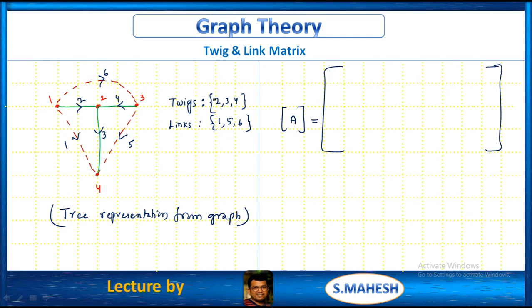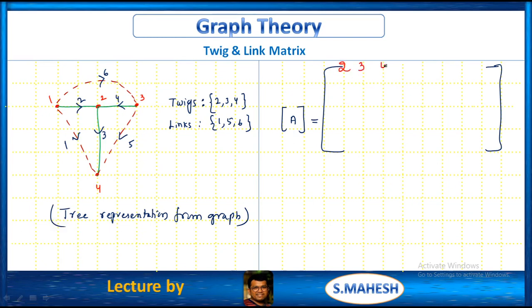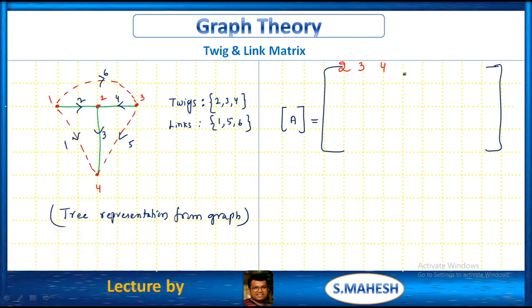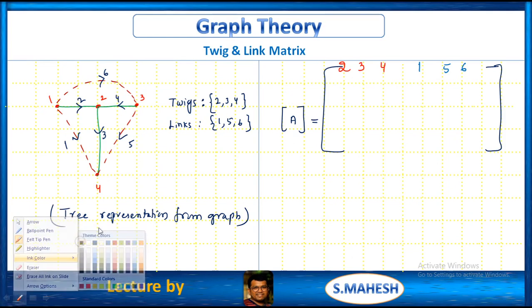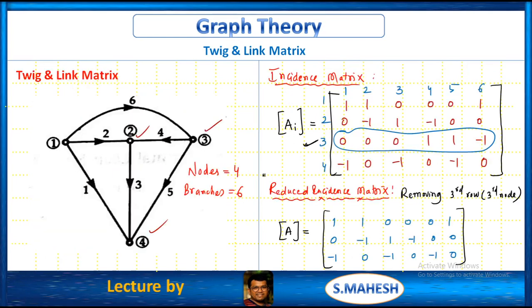Okay, 2 3 4 represents what? Twigs. 1 5 6 represents what? Links. Now let us take a red color marker. This is 2 3 4, like that. Now here I am considering a blue color marker for 1 5 6. Completed. Now 2 3 4. From this reduced incidence matrix, 2 3 4, this is 1 2 3 4 5 6, right?